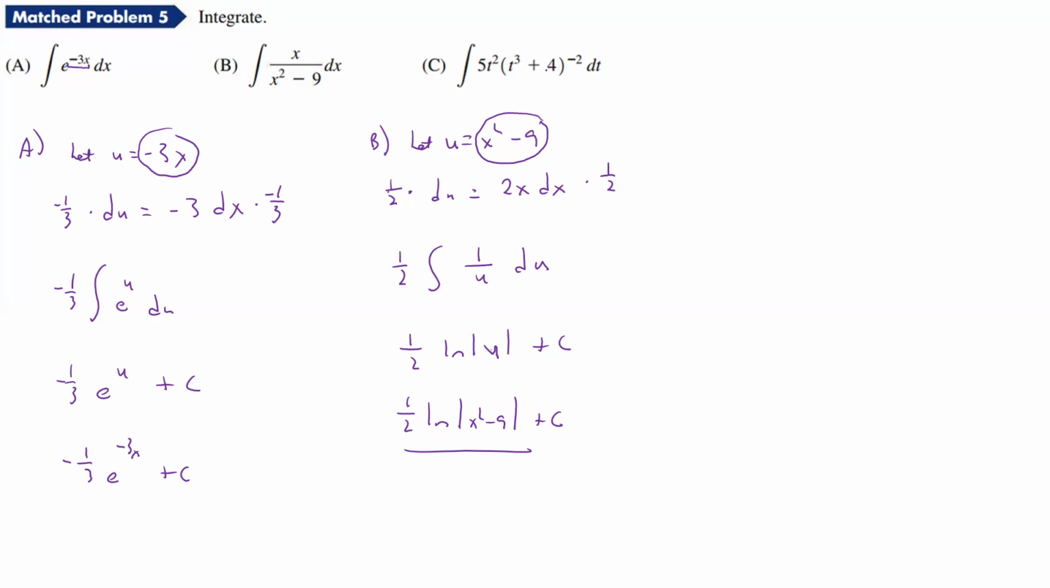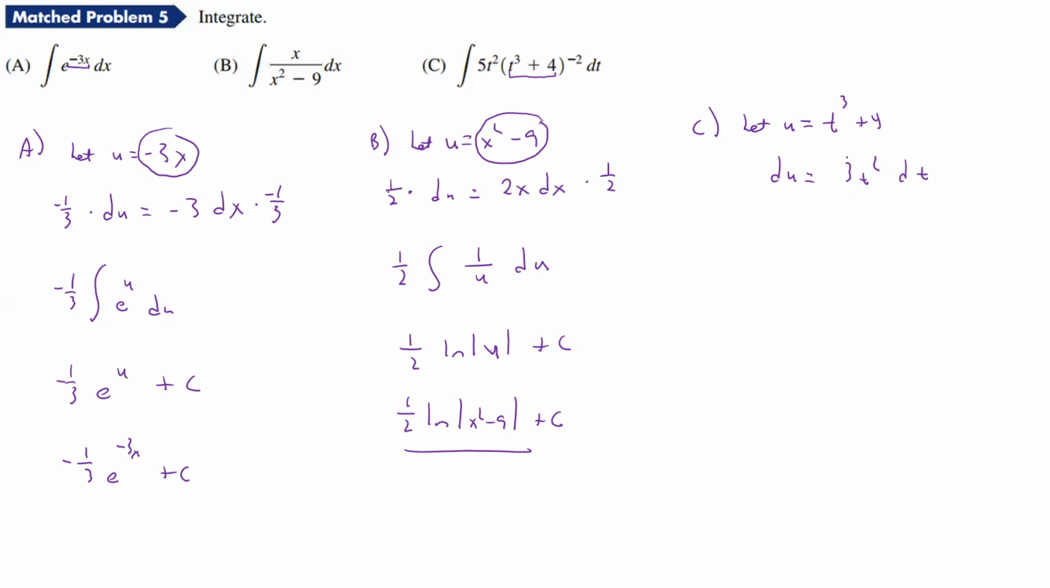All right, what about this one? Again, I'm going to look at the inside thing. Something that usually is to a power is going to be the inside piece, and everything else is going to be the outside piece that you've taken a derivative of already. So let's keep sticking with that. Let's let u equal t to the third plus 4, and so du must be what? 3t squared dt. But I've got a 5t squared dt instead of a 3t squared dt.